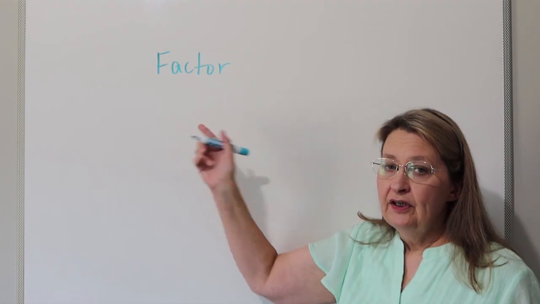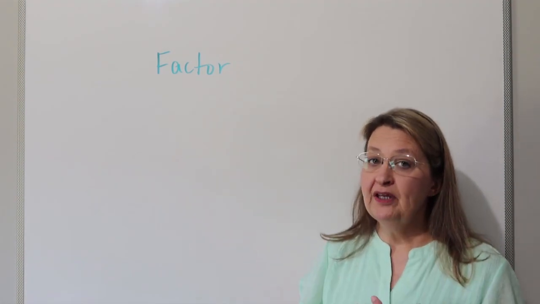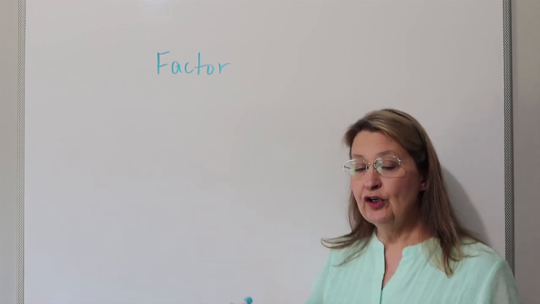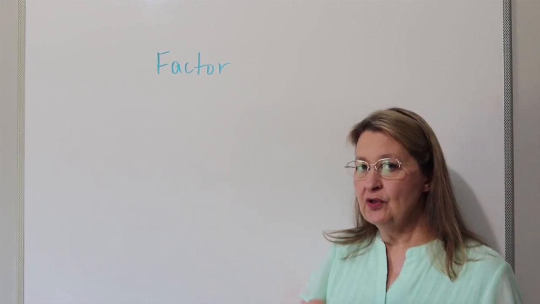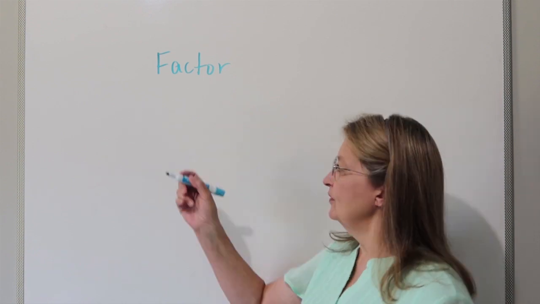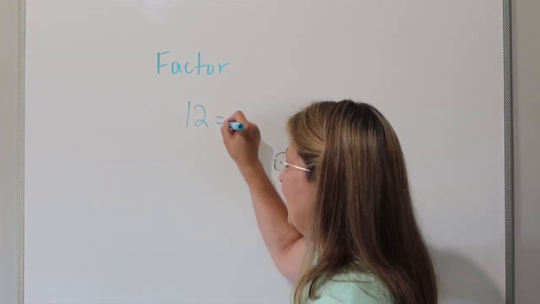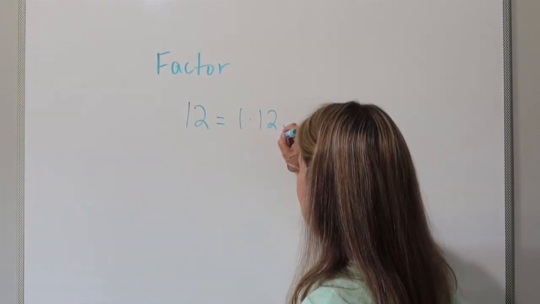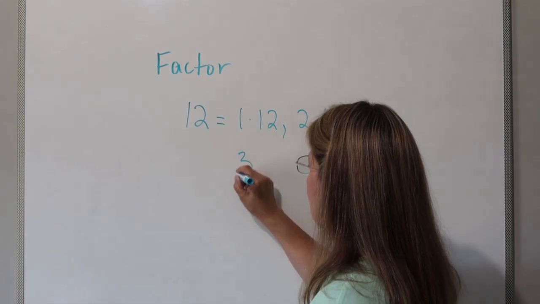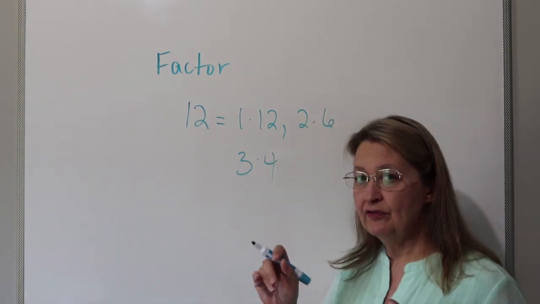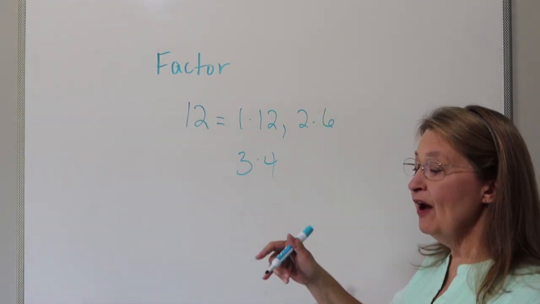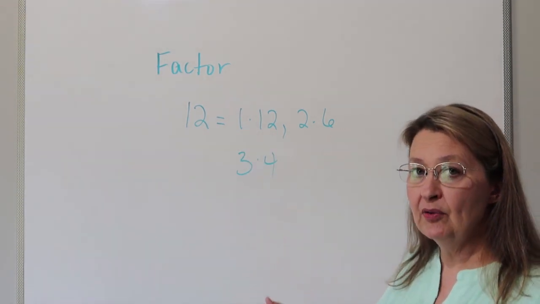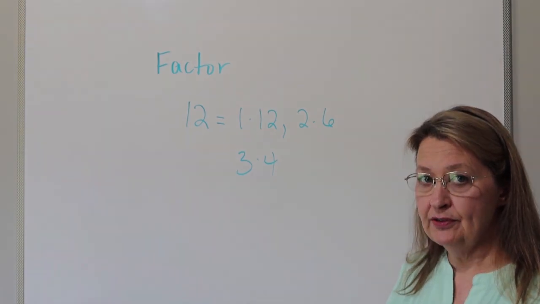Just the word factor. Factor can be a noun or it can be a verb. So we are going to do factoring and we are going to get factors when we do that. For example, if I take 12 and I factor it, that means I'm going to write it as something times something else. 1 times 12, 2 times 6, 3 times 4. That was the act of factoring, and all of these numbers are factors.